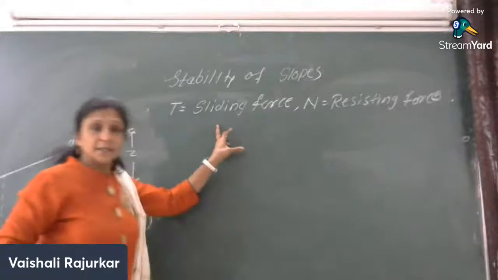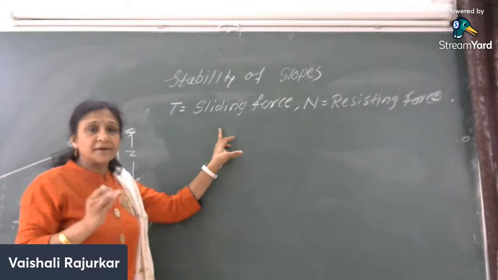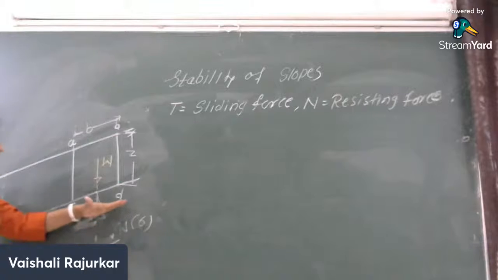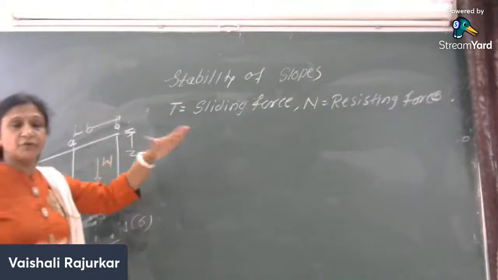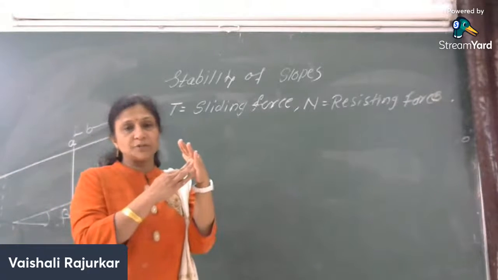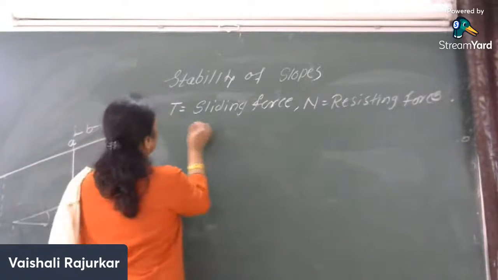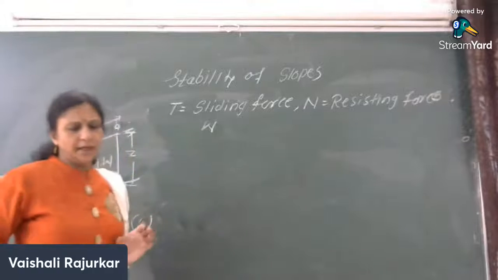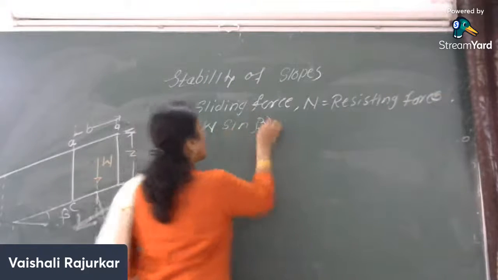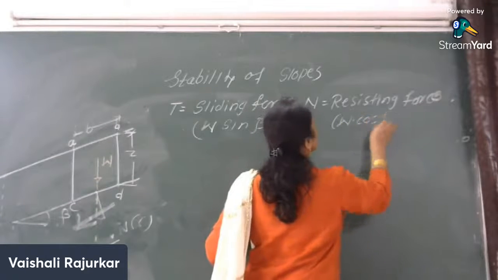The one which causes the sliding, which will be responsible for the failure of the soil wedge, is called the sliding force. So here the tangential force is considered a sliding force and the normal force is considered a resisting force. So what is T? T is W sin beta. What is N? N is W cos beta.